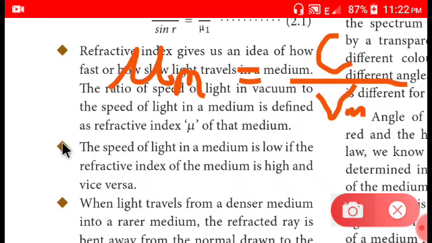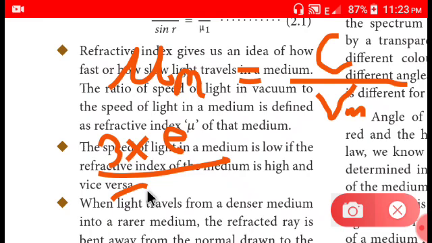So anyway, if you run on a road where there is no person, you will have your maximum velocity. But if there are some people, then you will lose some velocity, you will be below that maximum. That's what light does here. In vacuum, it travels the fastest, with a speed of 3 into 10 power 8. But in water, it travels at 2 into 10 power 8 meter per second. So that means 3 into 10 power 8 divided by 2 into 10 power 8.